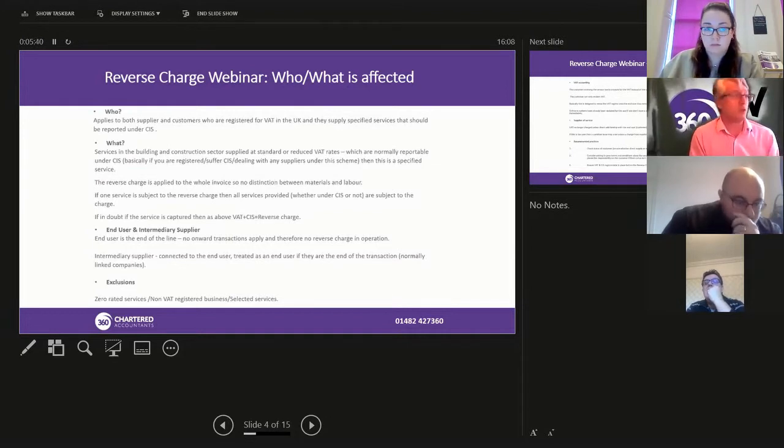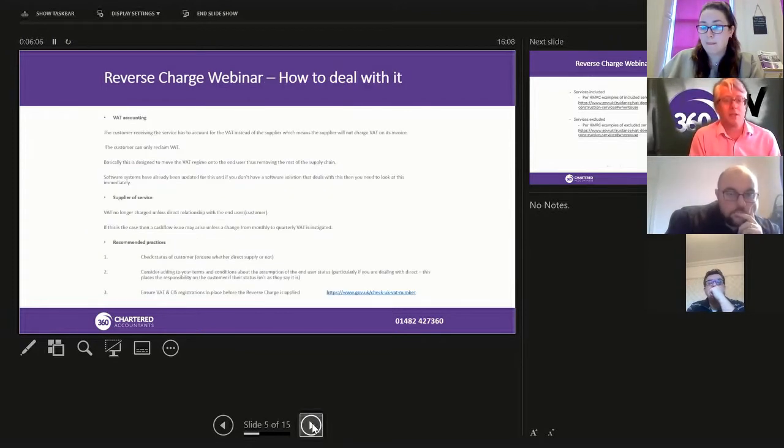There are some exclusions within the sector. Zero rated, as I said, services are not included. If you're dealing with anybody non-VAT registered, again, that's not included. And then the selected services, which are included. Now, a lot of these services, whether included or not, there's some HMRC guidance on whether they fall within that scheme. Just click on to the next slide, Chloe, please.